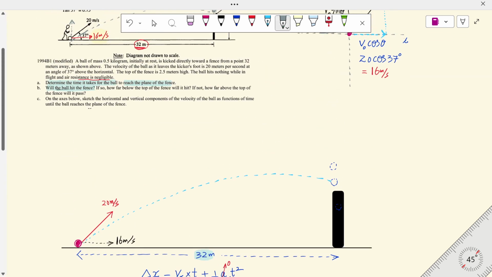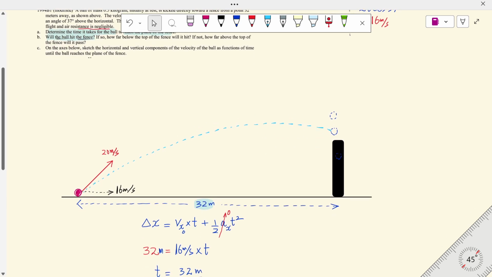Now let's proceed to the next question, in which we have to find whether the ball will hit the fence or not. I told you these are the possible positions of the ball. The ball may be at this position or wherever. If I find the vertical position of the ball, of course we will apply the kinematics equation because this is a uniformly accelerated motion.